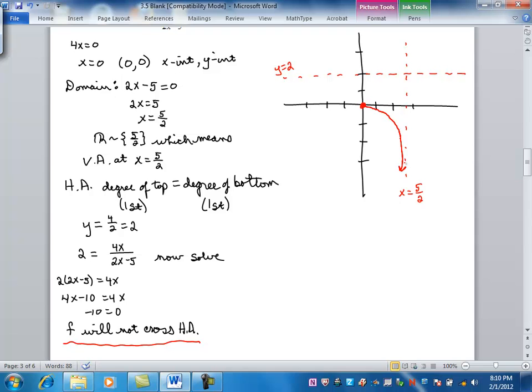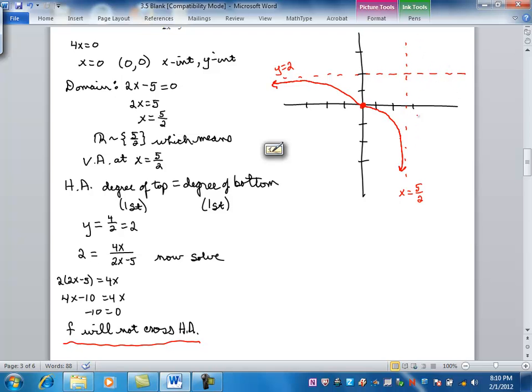Alright, it's got to be going down. We also know that the graph has to hug and maybe cross. In this case, it's not going to cross. So we know the graph is going to hug our horizontal asymptote. Now we need to know what the function's doing over here. Well, we've got two choices. Our graph could either bend like this or it could act like this.